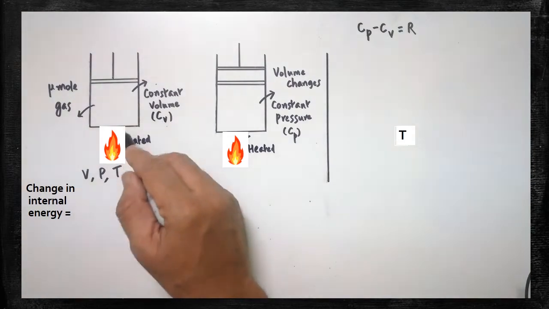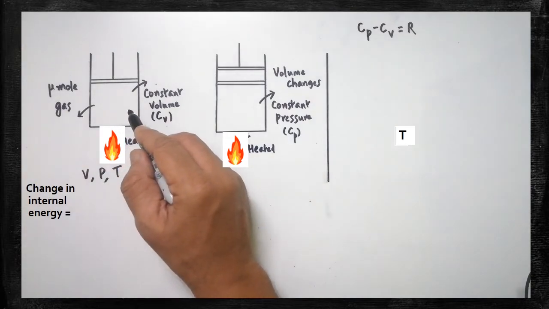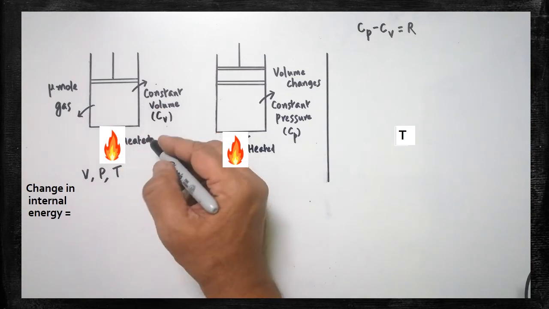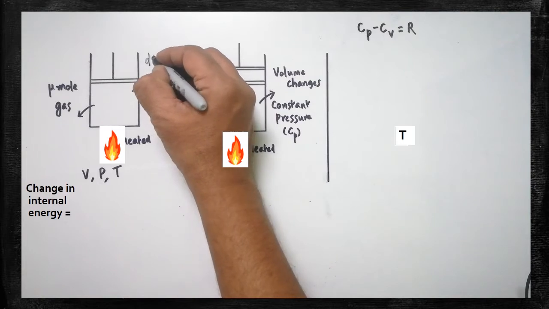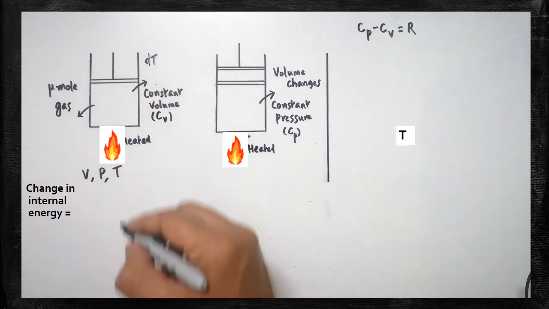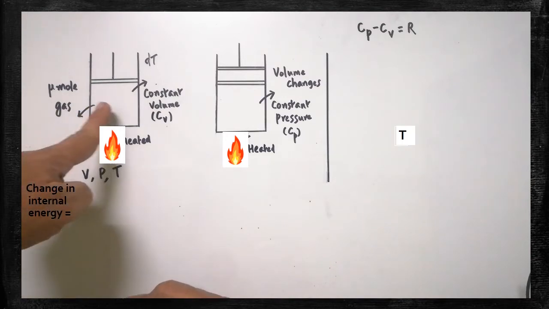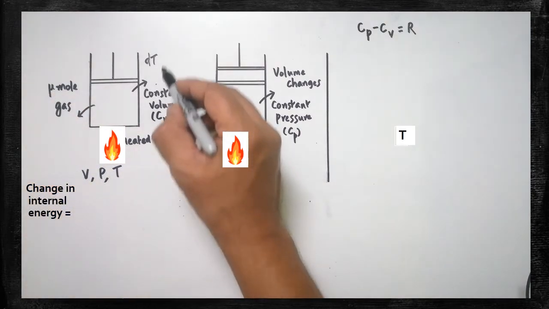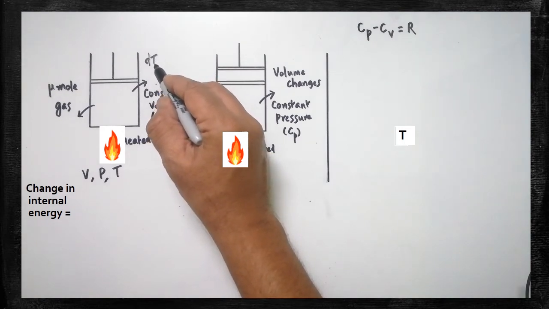If you heat the gas, what will happen? The temperature will increase. Are you clear? Because of the temperature increase, the increase in temperature can be taken as dT. Mu mole of gas is heated at constant volume. Because of that, what happens? The heat is applied to the gas, no change in volume, but which one is changing? Temperature is changing. Are you able to understand?